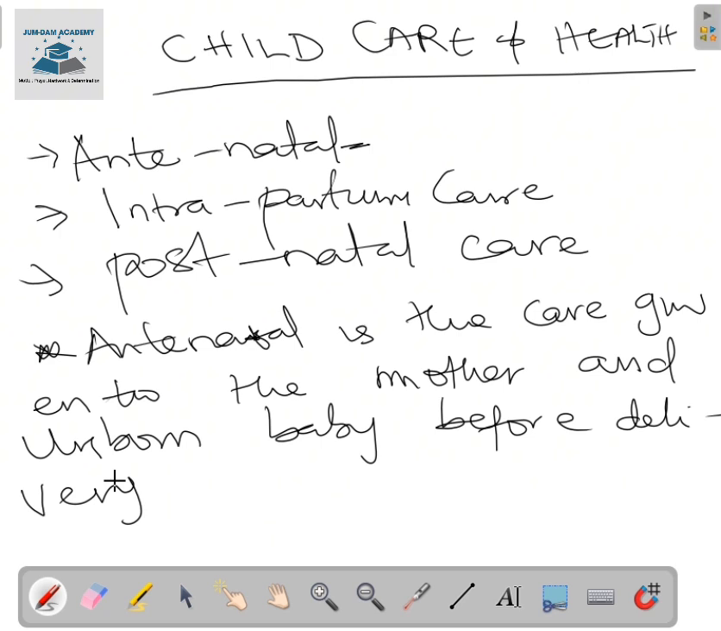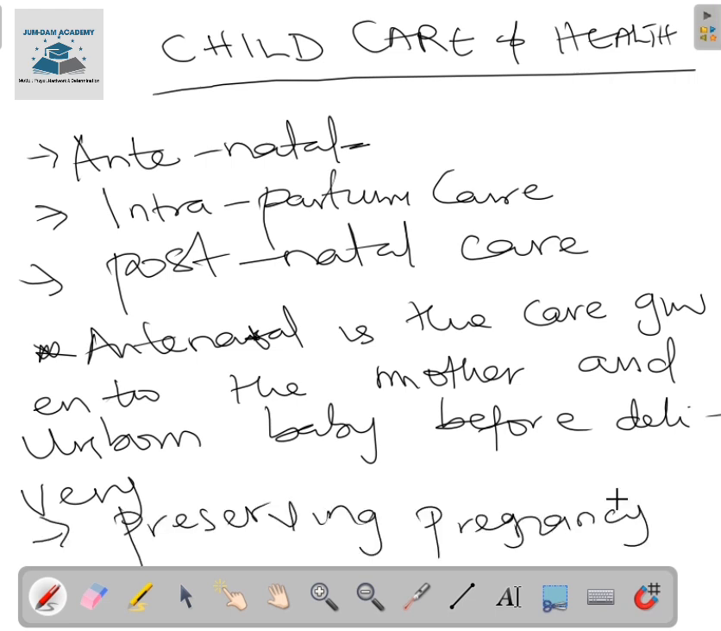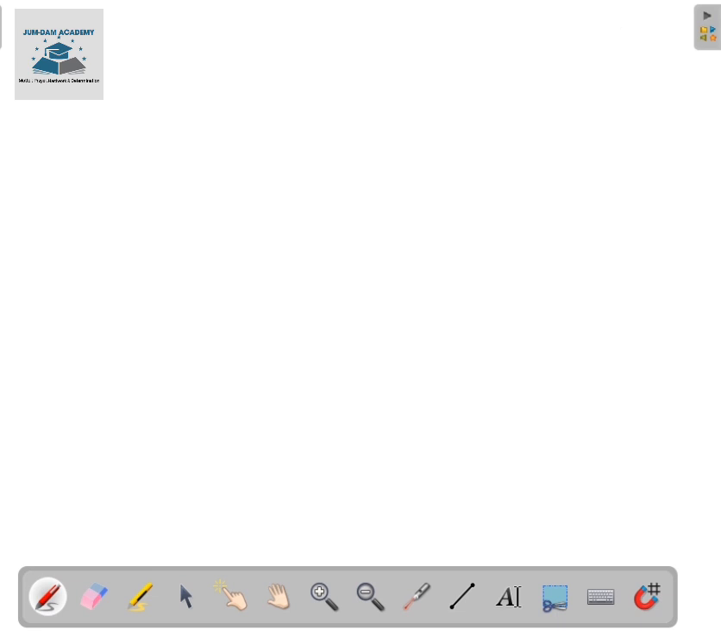What are the things that are involved in antenatal care? Number one is educating the expectant mother on how to preserve her pregnancy. They are going to educate you on how you can protect and preserve your pregnancy to avoid any harm. That is the first thing they teach you when you start antenatal. Okay, let's move to the next page without wasting time.